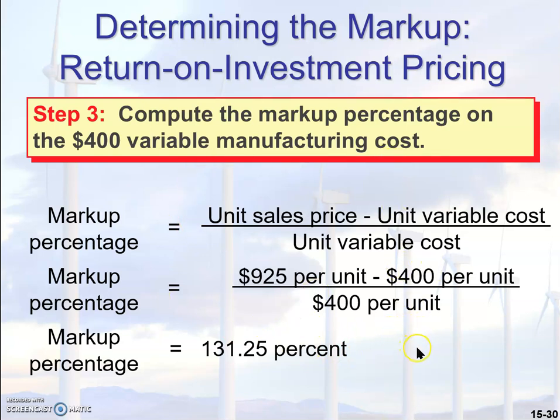So let's say there is this one product with the variable manufacturing cost of 200. So the markup percentage would be, the selling price would be 200 plus 131.25% multiplied with 200. And then they will get the selling price.